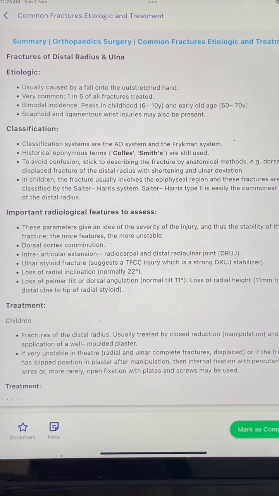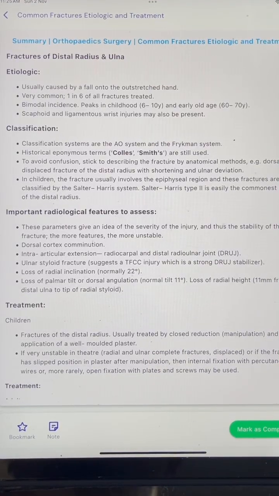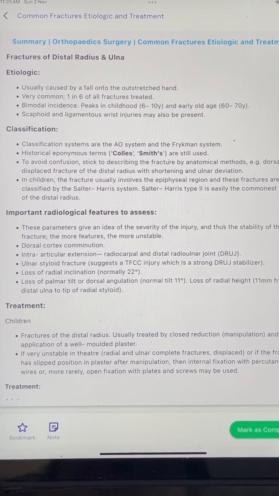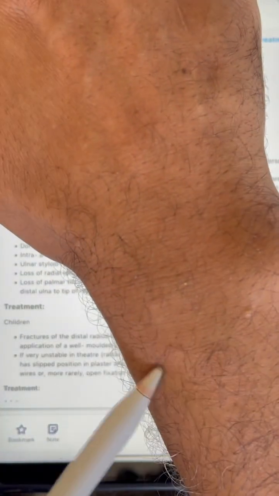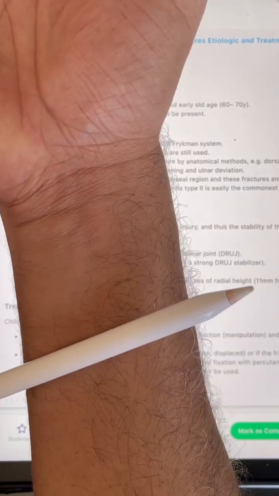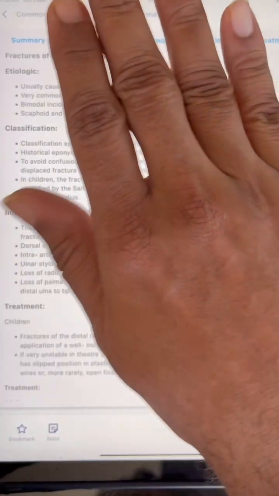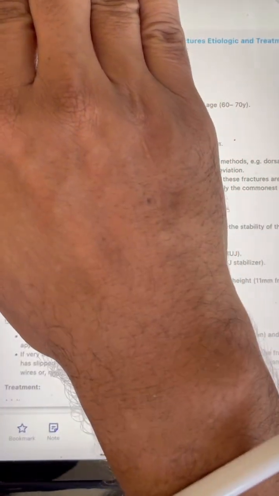So this is the next topic: common fractures, etiology and their treatment. Fractures of distal radius and ulna. You see, this is the wrist joint. Now here you see, this is the thumb, this is the little finger, and here will be the distal radius and ulna. Fractures at the level of distal radius and ulna. This is my hand, you can see distal radius and ulna.